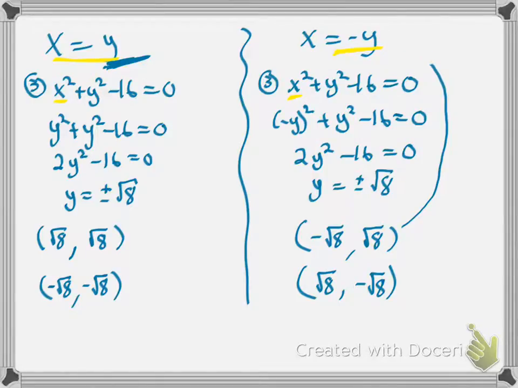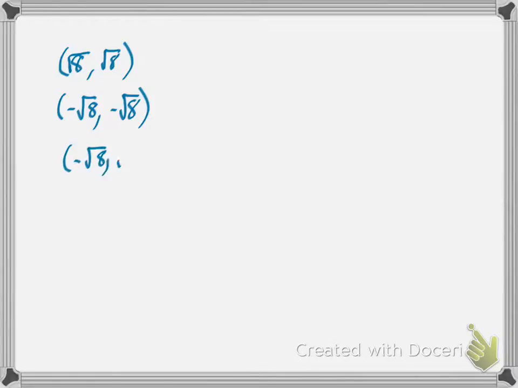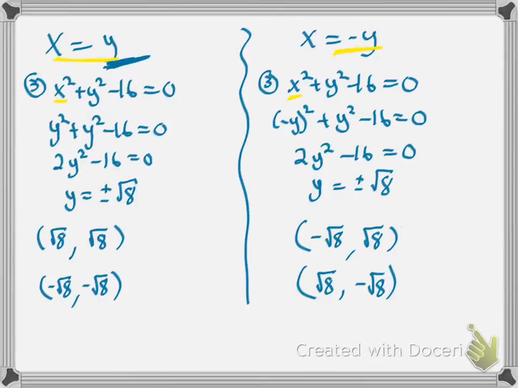These all came from Lagrange multipliers. So my next step is to figure out which one is the maximum and which one is the minimum. In order to do that, let me rewrite our ordered pairs over here. I have square root of 8, square root of 8, and negative square root of 8, negative square root of 8. I had negative square root of 8, comma, positive square root of 8, and positive square root of 8, comma, negative square root of 8. So those are the 4 ordered pairs that I found.